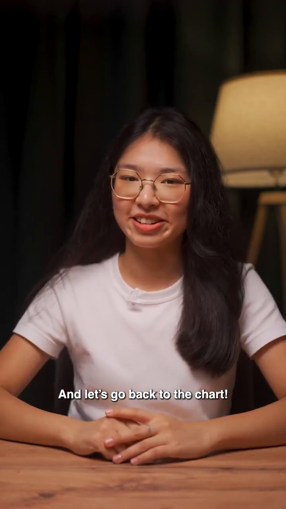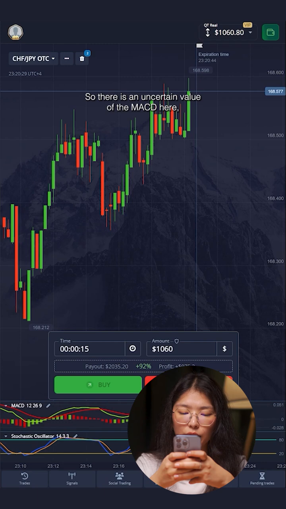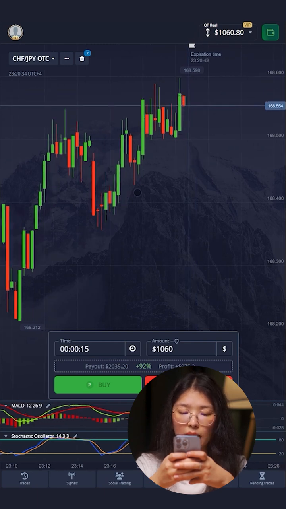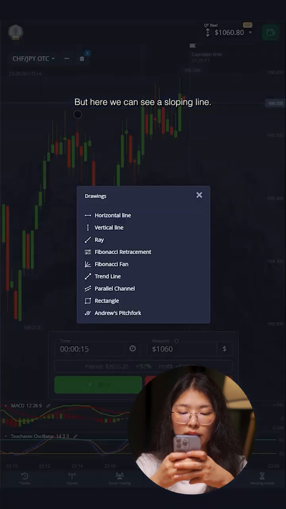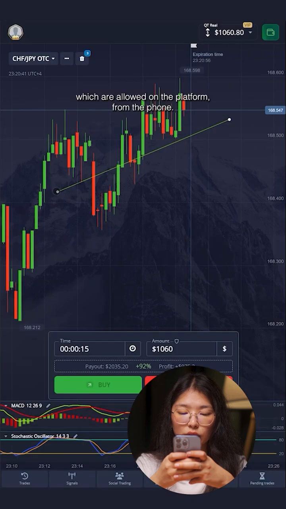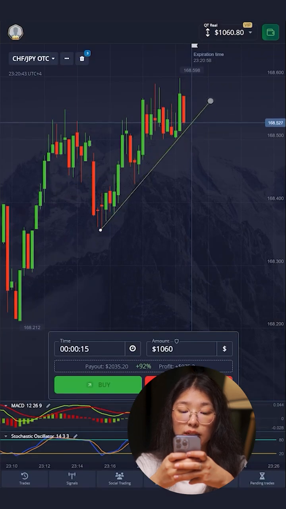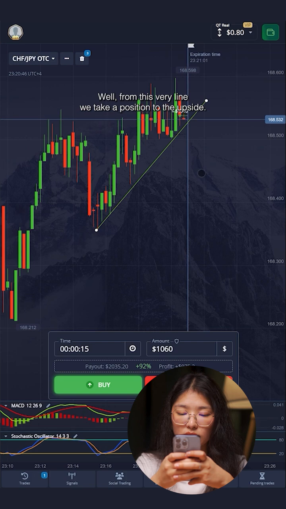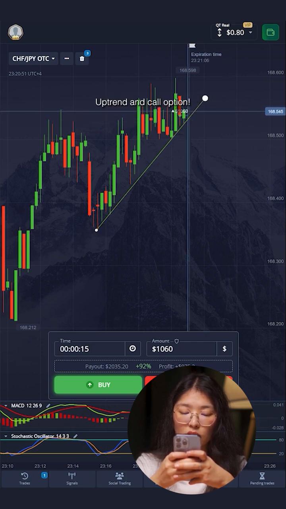And let's go back to the chart. So there's an uncertain value for the MACD here, and the stochastic indicator is also in an uncertain position. But here you can see a sloping line. We can also draw the figures and trend line, which are allowed on the platform from the phone. So well, from this very line we take a position to the upside, uptrend and call option.